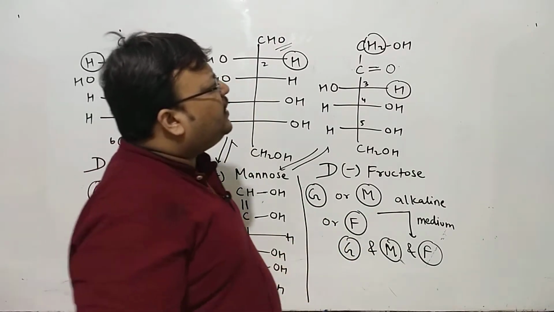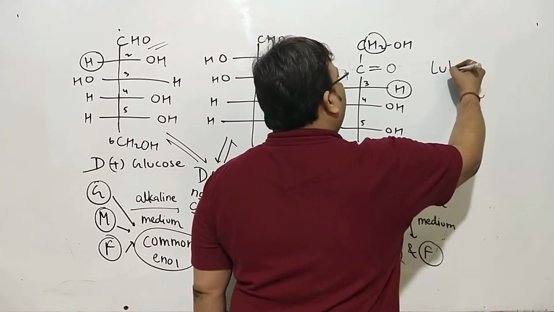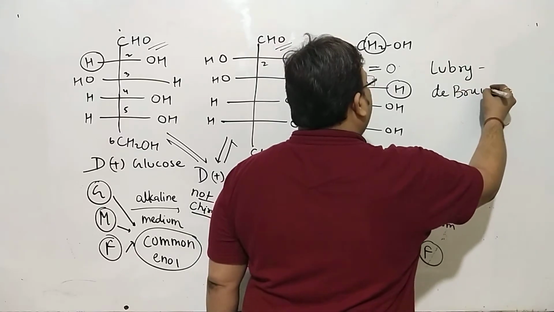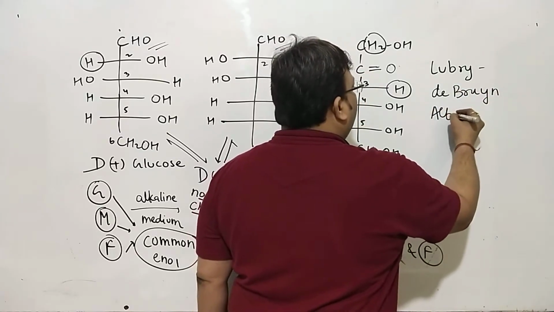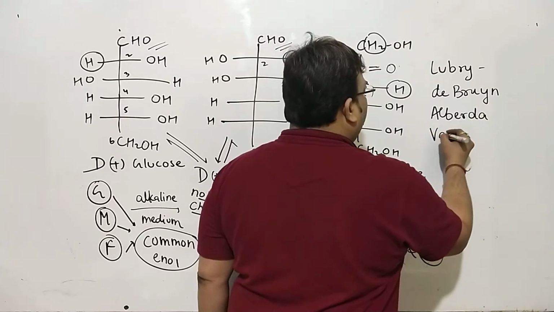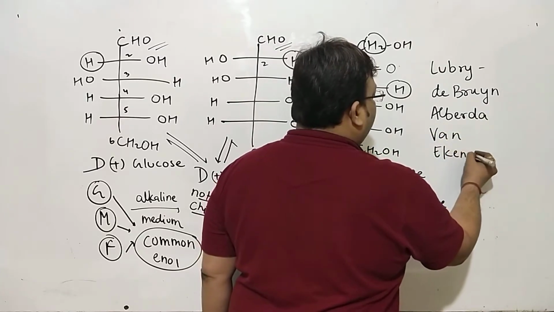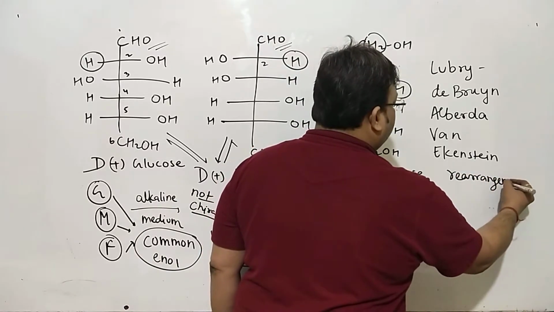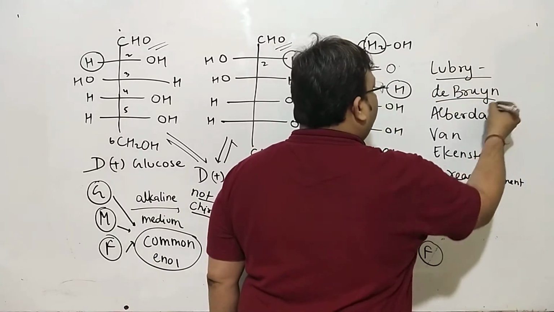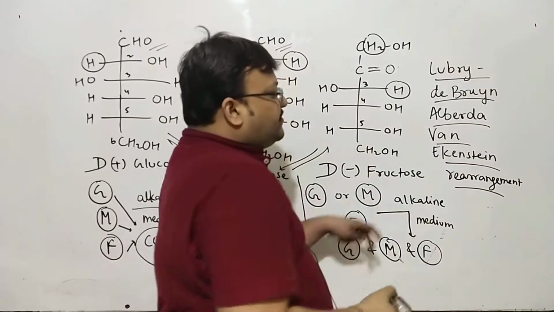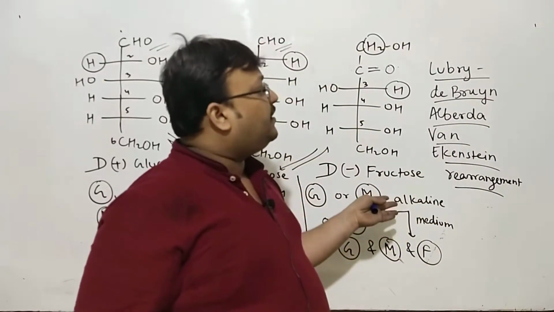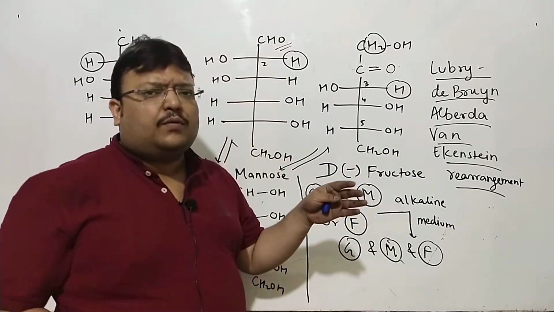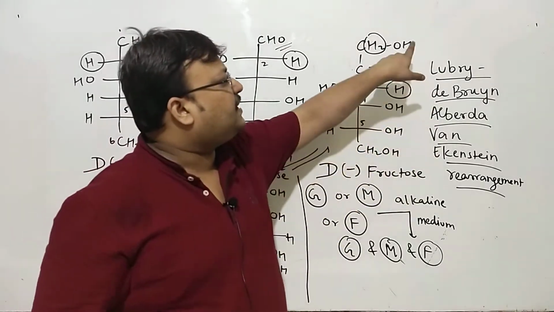And this rearrangement is called the Lobry de Bruyn–Alberda van Ekenstein rearrangement. Pretty big name. So many times it's called the van Ekenstein rearrangement, or the de Bruyn–Ekenstein rearrangement. So in the real exam, you might have a shortened name, but this is the complete name.